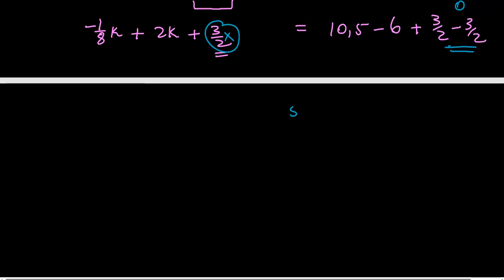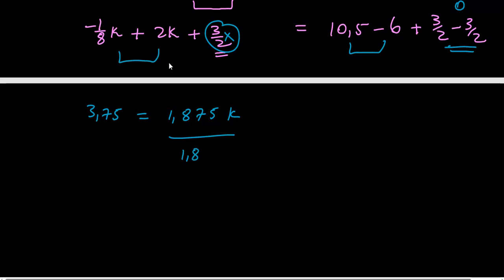So now on the other side we have minus 1 over 8k plus 2k. What do you get when you add these two? Let us put this in decimal. So I'm just going to write this as 3.75 equals 1.875k. Hope you are not lost on that. You just have to add the like terms, then solve for k. Divide both sides by what? Divide both sides by 1.875. What is k equal to? You'll find that the value of k is 2.